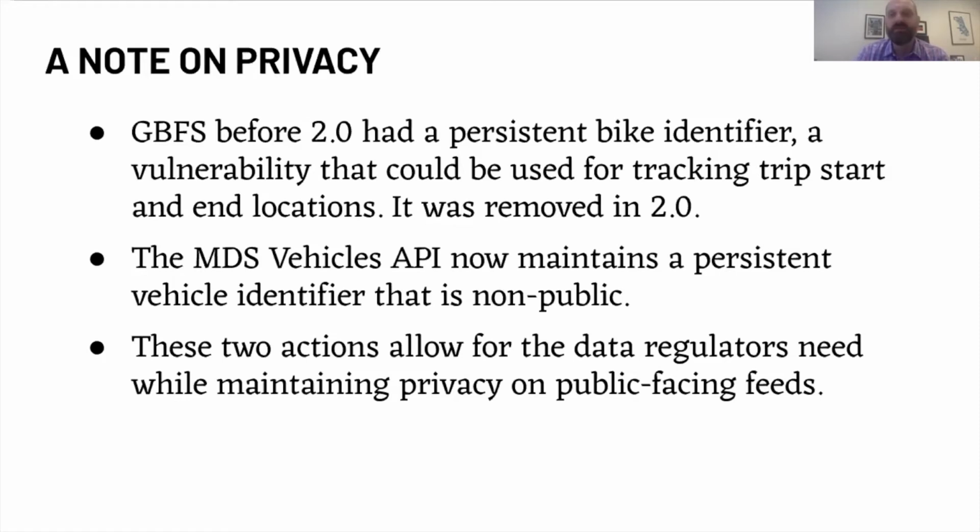Well, that was being used by cities to understand availability and to understand scooter movement. And so the MDS Vehicles API, I think, replaces that functionality in a way that makes sure that it's not public, because the MDS API is not public. So I thought it was a really great problem-solution story. Putting these two together gives regulators what they need while maintaining privacy on the public-facing feeds. It's just really cool to watch these standards develop and complement each other in these ways. I just wanted to mention that because it was pretty interesting.